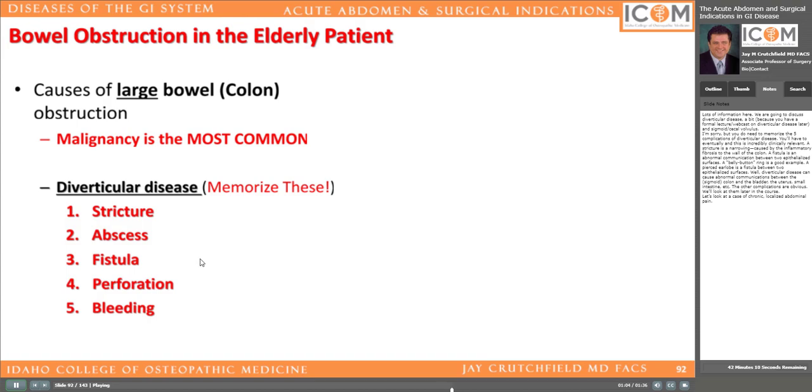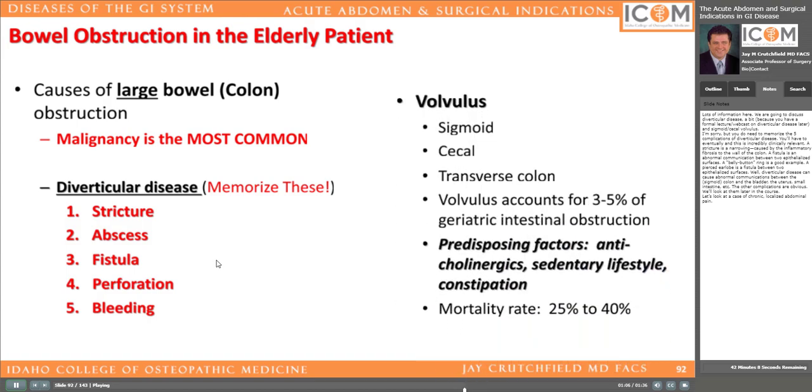Of course, we've seen examples of volvulus of the sigmoid and cecum. There's also volvulus of the transverse colon, which can occur. In general, volvulus accounts for about 3 to 5% of intestinal obstructions in the elderly patients. The predisposing factors include the use of anticholinergics, a sedentary lifestyle, and chronic constipation.